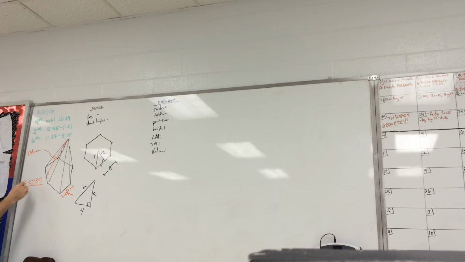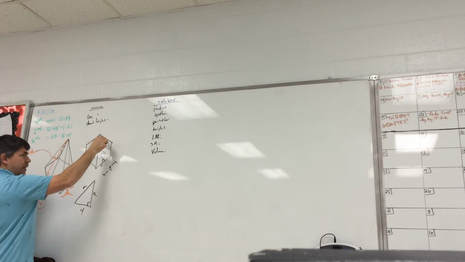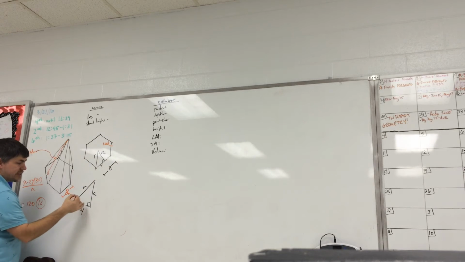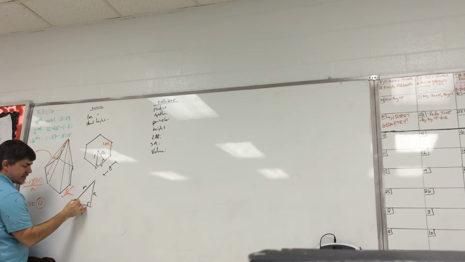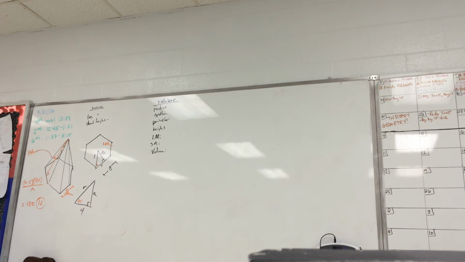Calculator people? 720. Then I have to divide by 6. So what do I get? 120 is one angle. And if one angle is 120, how much is this angle right here? 60 degrees. Hexagon's not as hard. You can do your sine, cosine, tangent stuff, yes, no? So what would that be?